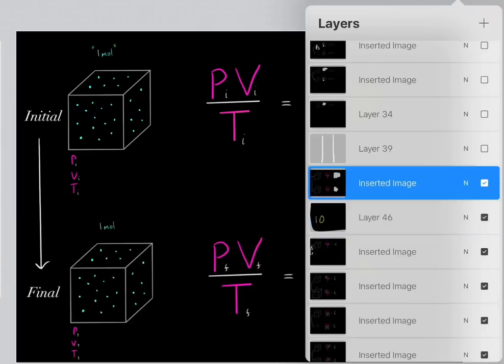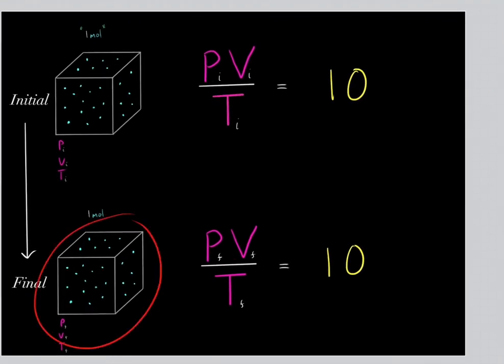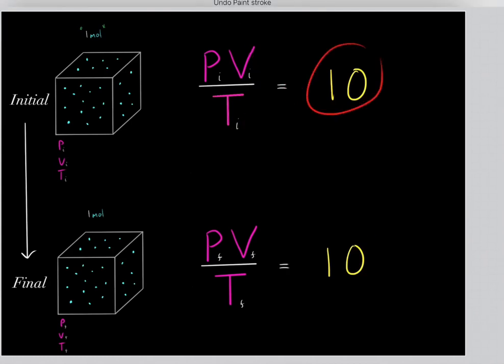Then it doesn't matter how we change these initial conditions. We could change the pressure, or the volume, or the temperature. Once we have these new final conditions, if we take the final pressure multiplied by the final volume and divided by the final temperature, it would still equal 10. It would still equal that same constant, because this equals a constant that's not changing. So it doesn't matter how you change any of these variables, it's still going to equal 10.